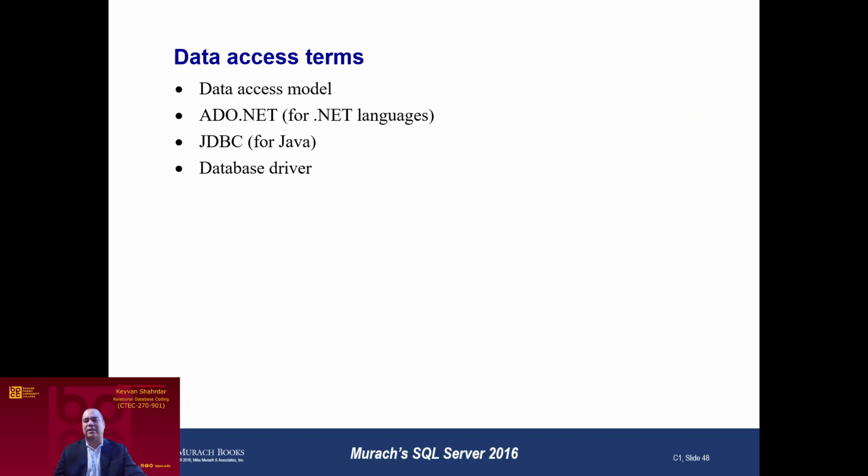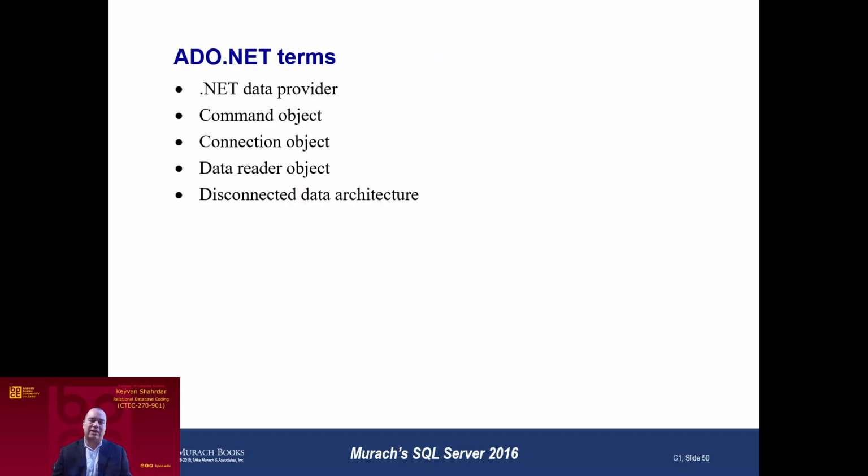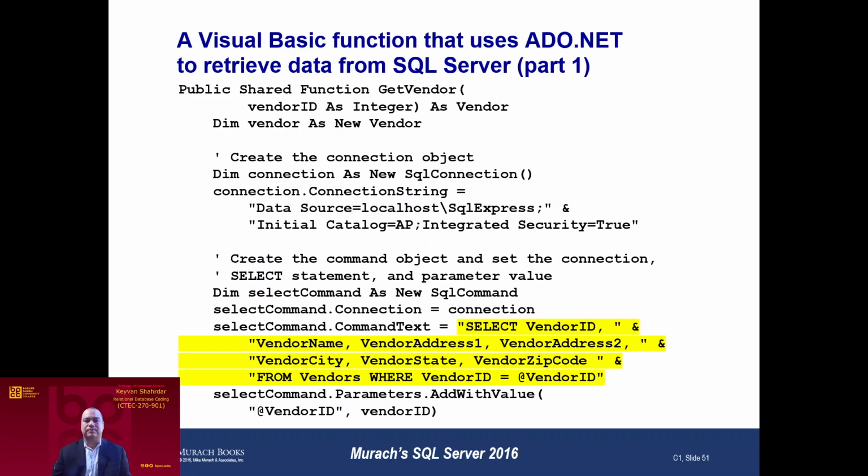The data access model is ADO.NET and JDBC for Java, and you have your database driver. This is a basic ADO.NET object in a .NET application. Again, this is a little advanced, and you will learn this later on. You have your ADO.NET terms: .NET data provider, command objects, connection objects, data reader objects, and disconnected data architecture. This is a Visual Basic method that's called get vendor.